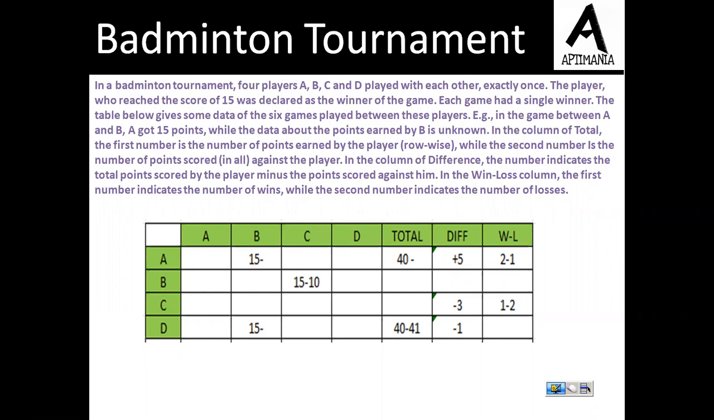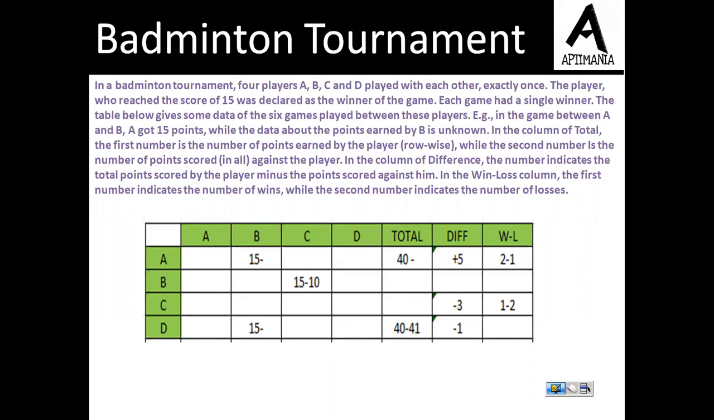For example, in the game between A and B, A got 15 points, while the data about points earned by B is unknown. So see, here is the score of A and B. यहाँ पे ये जो particular value है, this is representing the score of match between A and B. So A has scored 15 and B का score is not known to us. Now, for example, this value represents that in the match of B against C, B scored 15 and C scored 10, like this.